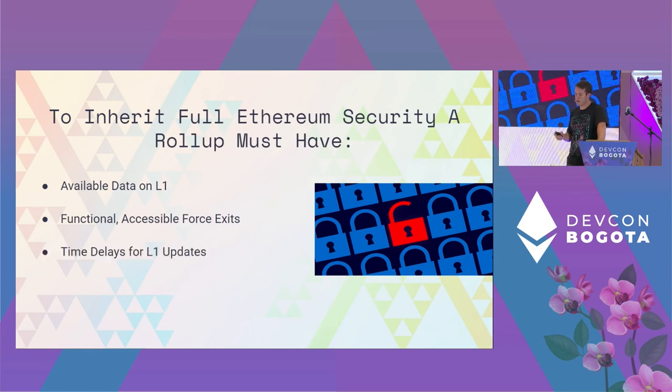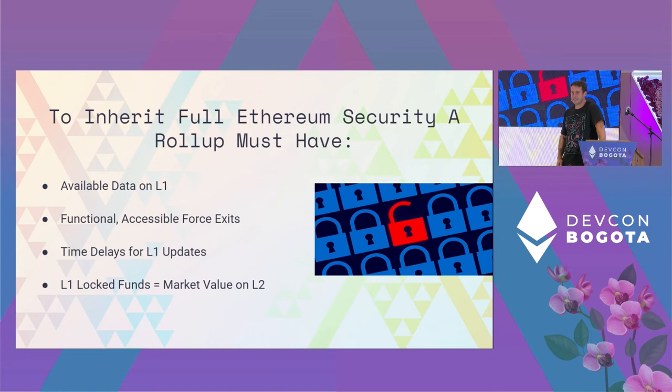Thirdly, you need time delays for the L1 contracts. If the layer one contracts have time delays, or if they're immutable, then it gives people the chance to actually exit from that layer one. But if they don't have time delays, then they can just change the contract and everyone's funds will be frozen from there.